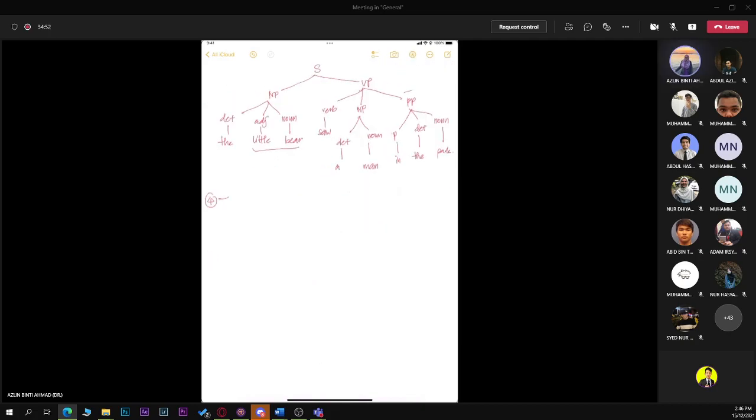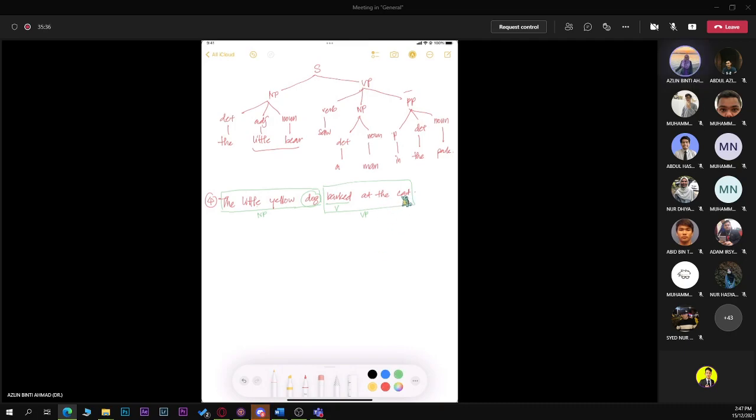Jom kita tengok lagi satu. The little yellow dog barked at the cat. Okay, jom kita tengok. Saya cuba tukar color. Okay, the little yellow dog. Sebab noun dia adalah dog kan? Little yellow describe untuk dog. So, ini akan jadi noun phrase. Bark, okay, ini dah verb. So, the whole thing akan jadi verb phrase.